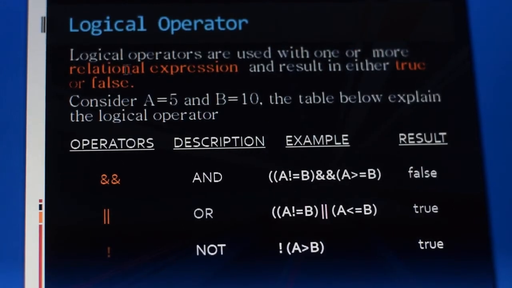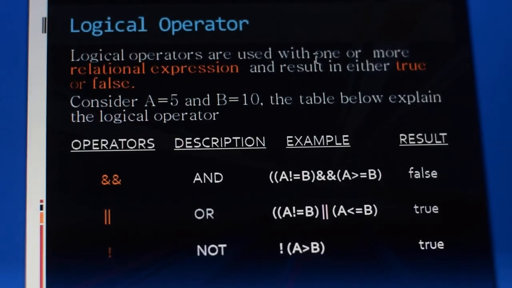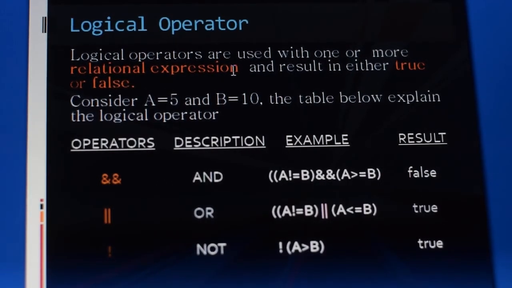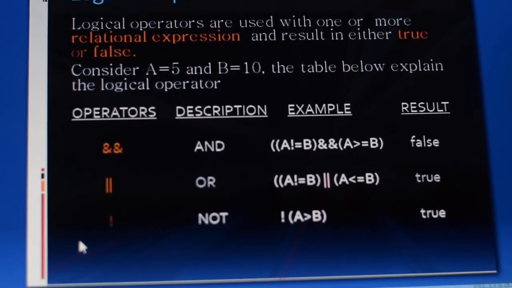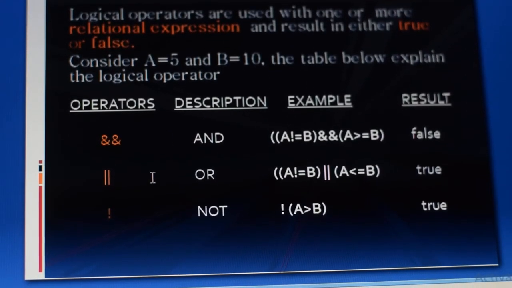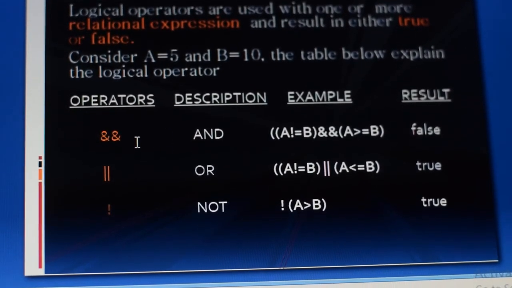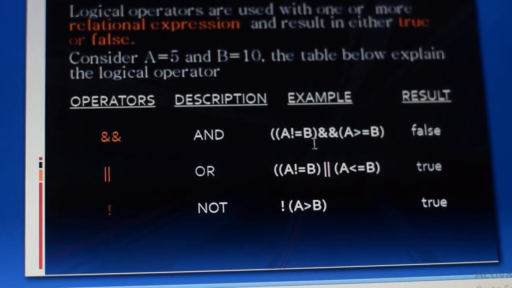Logical operator. Logical operators are used with one or more relational expressions and result in either true or false. So consider A equals to 5 and B equals to 10. There are three types of logical operators. They are and, or, and not. So AND operator, you see the example of AND operator.